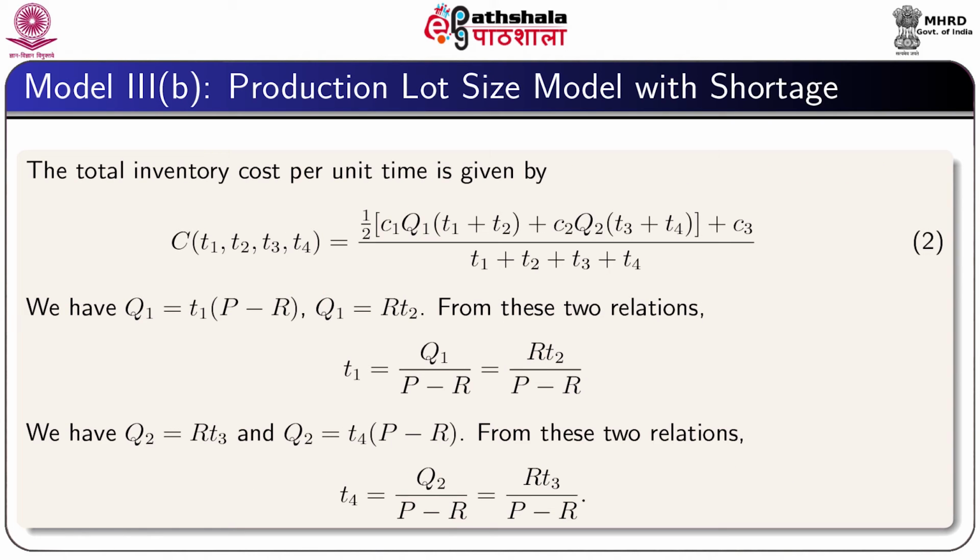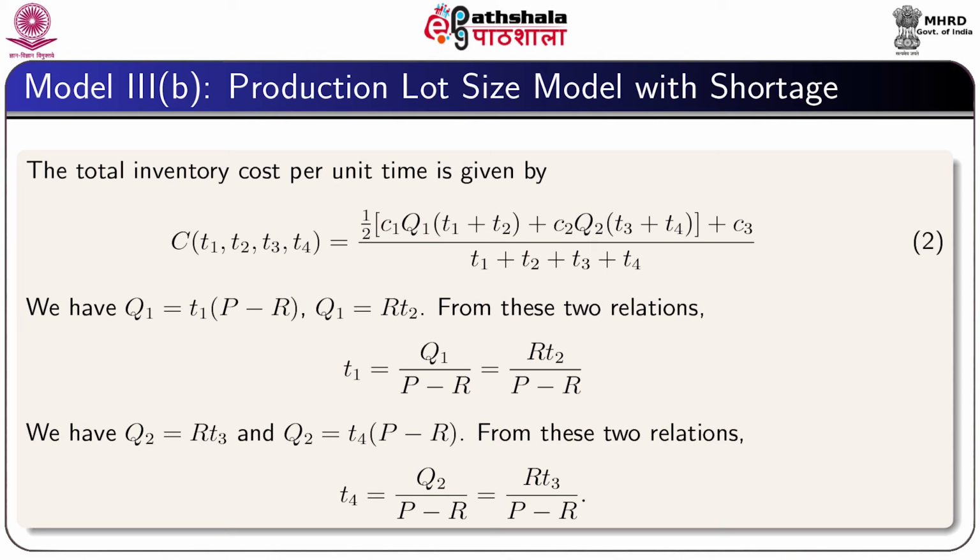The total inventory cost per unit time is given by the following expression. So, C(T1, T2, T3, T4) is composed of 3 components: holding cost, shortage cost and then the setup cost. So, half C1 Q1 into (T1 plus T2) is the total holding cost and half C2 into Q2 into (T3 plus T4) is the total shortage cost and C3 is the setup cost. Therefore, when these cost components are added and divided by the cycle length T1 plus T2 plus T3 plus T4, we get the inventory cost per unit time as given in equation 2.